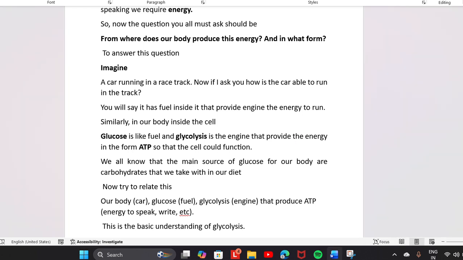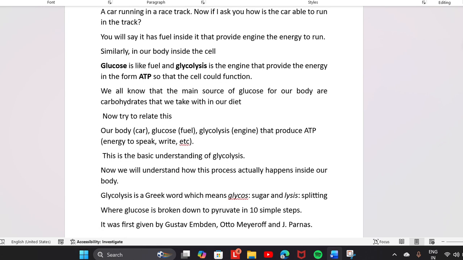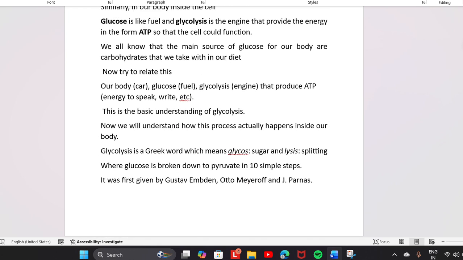Now, try to relate this. In our body, glucose is the fuel and glycolysis is the engine that produces ATP, which is actually the energy to speak, write, etc. Right? So it provides us energy to speak and write. This is our basic understanding of glycolysis. Now we'll try to understand what actually happens inside our body.